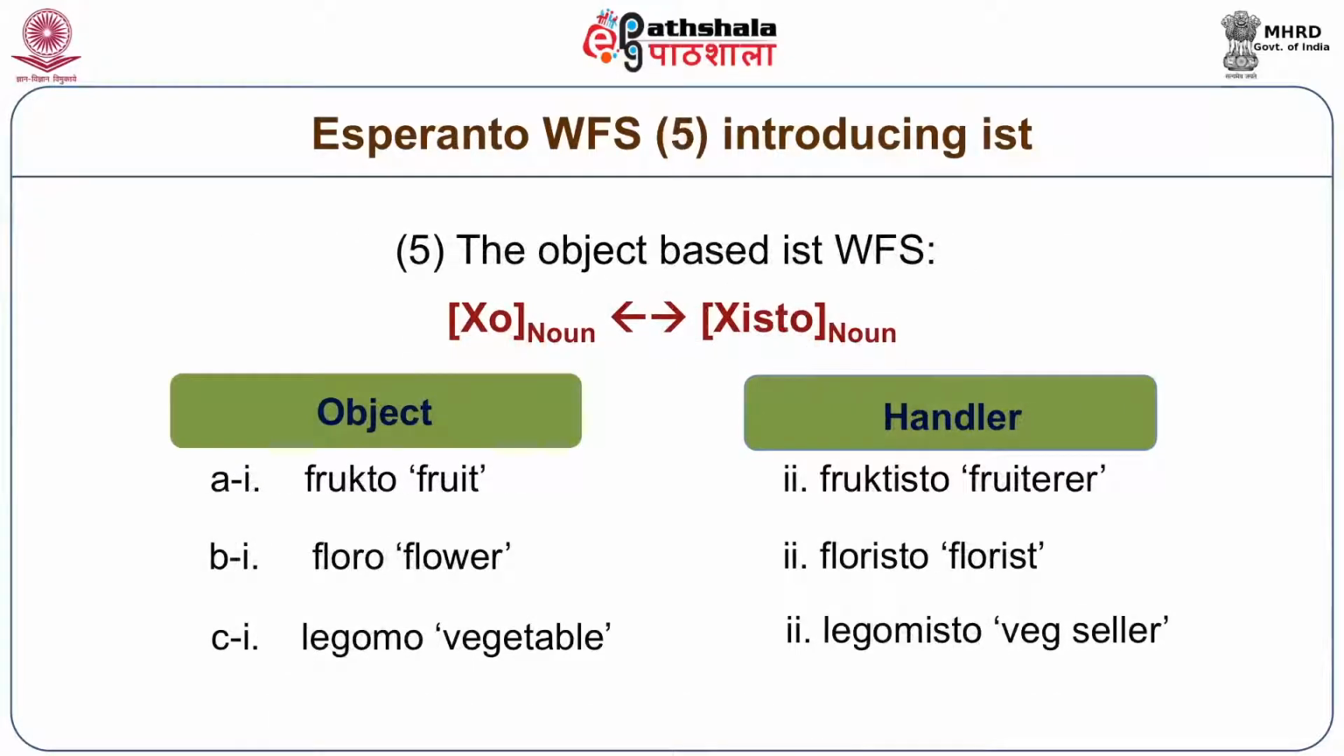The third word formation strategy involved is, in the case of examples like fructo for fruit, giving rise to the derivative fructisto for fruiterer. Floro for flower gives rise to floristo, florist, which happens to have the same shape in English. Legomo, vegetable: English has no special word for legomisto, vegetable seller. Vegetable sellers are not called vegetarians. I'm sure that there are vegetable sellers who are not vegetarians. So as you can see, we've already got 3 word formation strategies for isto words.